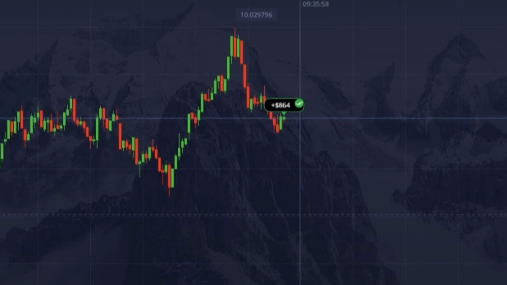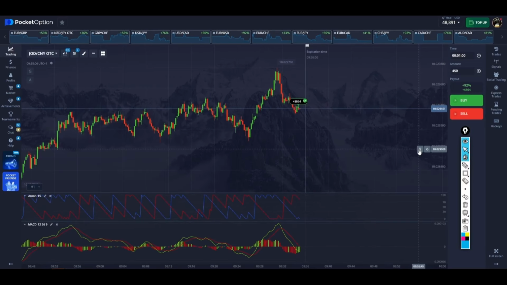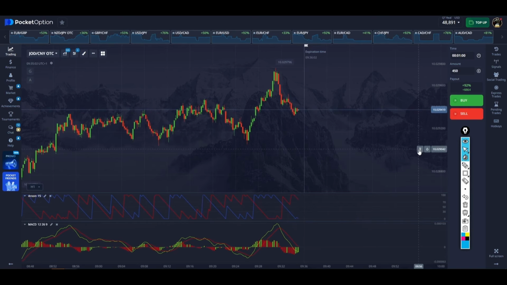Yes, this trade also closed in profit and the trading scenario performed perfectly. Awesome, guys. Now let's lock in the result with one more trade and wrap up the session summary.